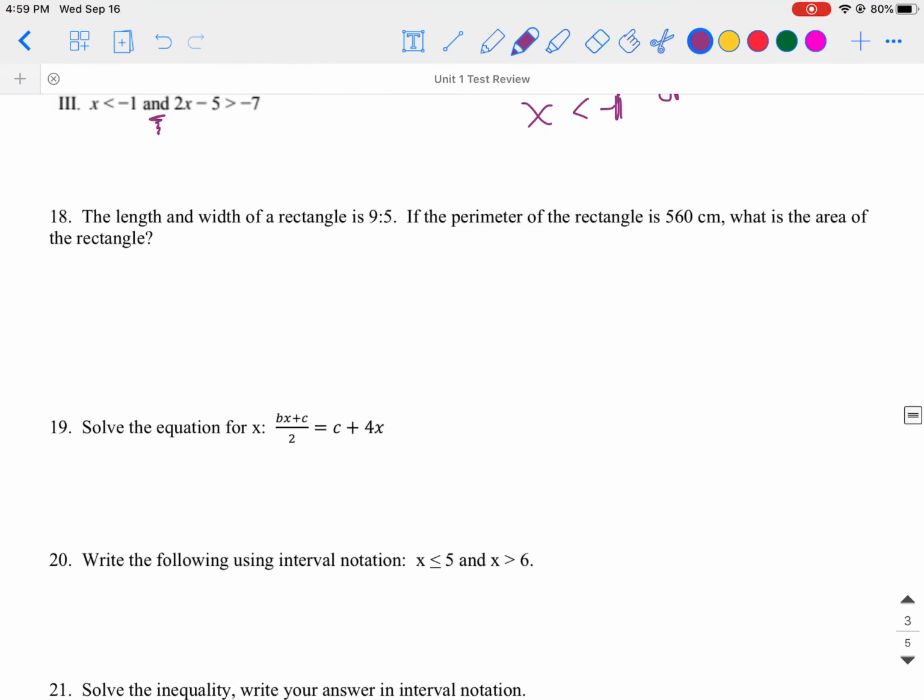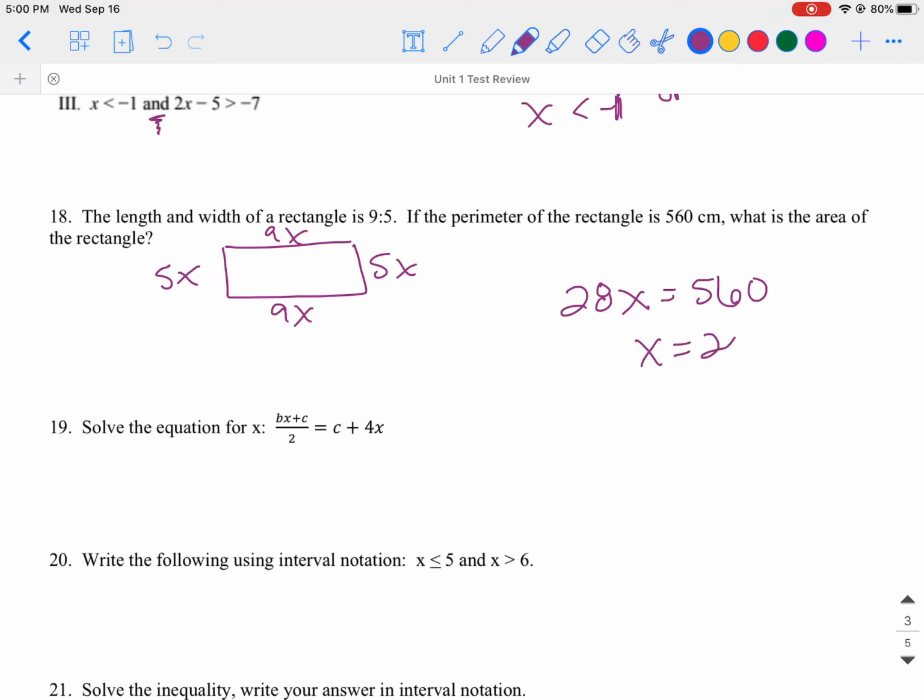Next one, we have a rectangle, and its length and width are the ratio 9 to 5. That just means that this is 5x and this is 9x. So I know the perimeter is 560. So if I add 9x, 9x, 5x, and 5x, I get 28x. Now I divide by 28, so x would be 20.